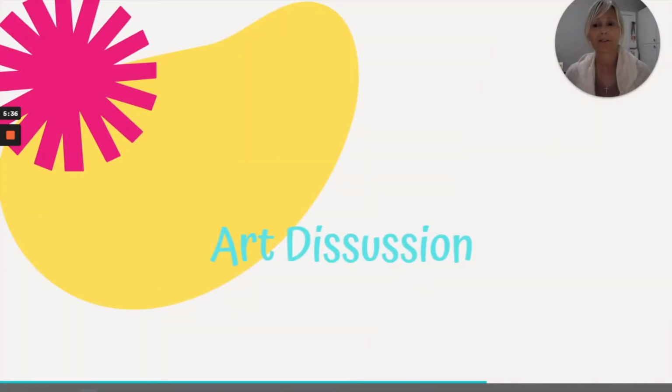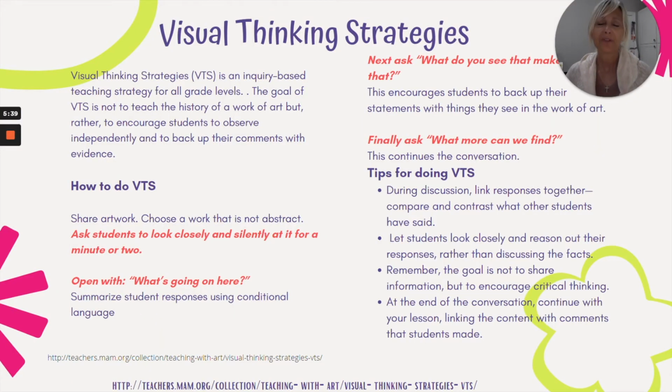Next, I'm going to look at art discussion with you. There's a lot of information here, so I apologize in advance if it seems like a lot. Hopefully you can just come back and look at this if it's something you want to look at further. I talked to you about visual thinking strategies, an inquiry-based strategy for all grade levels. The goal is not to teach the history of art, but to encourage students to observe it and then talk about the art and back it up with evidence.